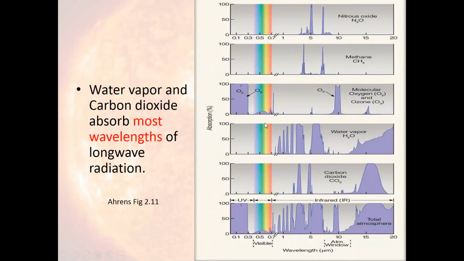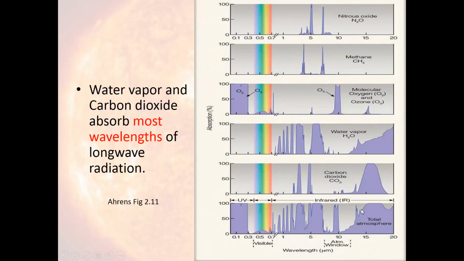When you add all this up, what you end up getting is this down here. This is the absorption spectrum of the total atmosphere. And what you notice is that because of ozone, much of the ultraviolet radiation is absorbed. A little bit of visible light is absorbed. And then there are all of these wavelengths here in the long-wave radiation that are being absorbed.